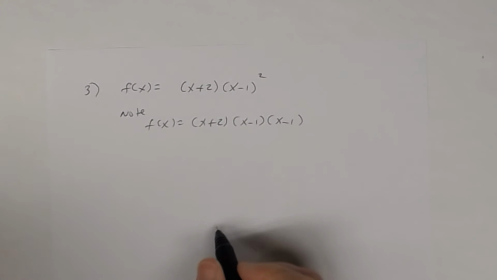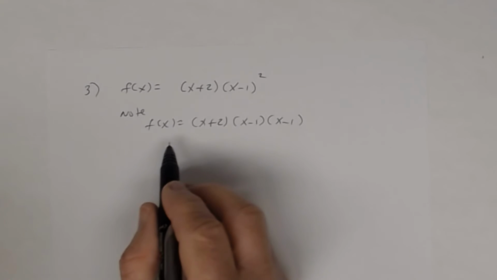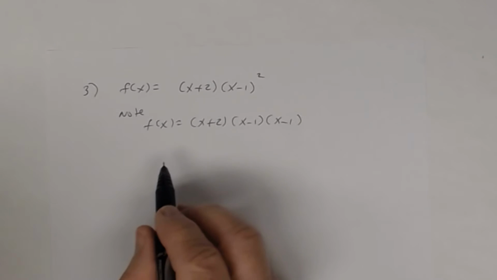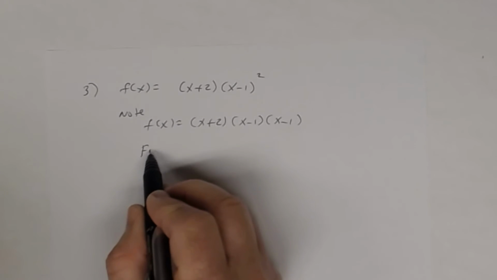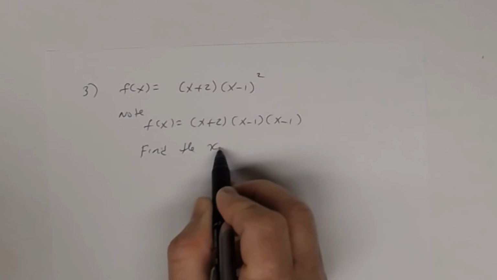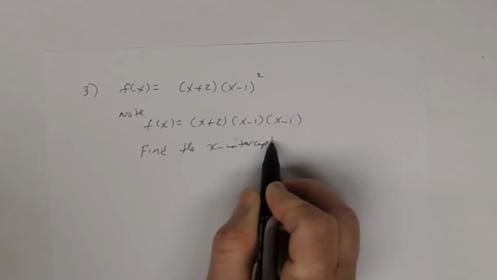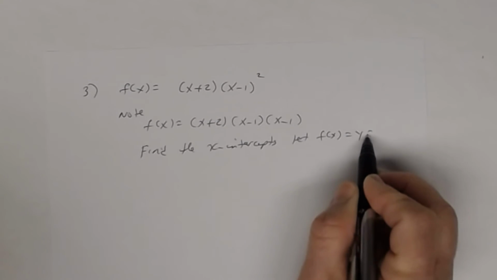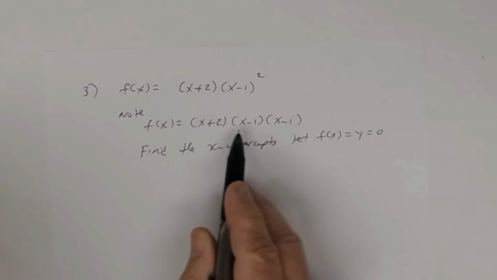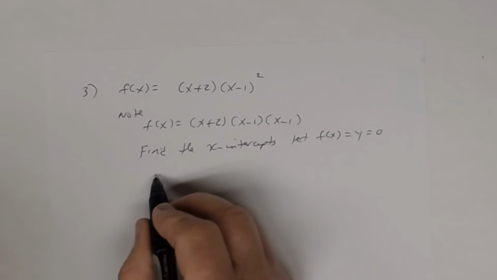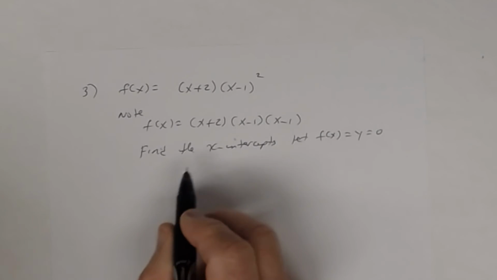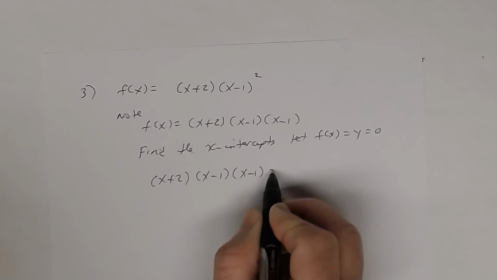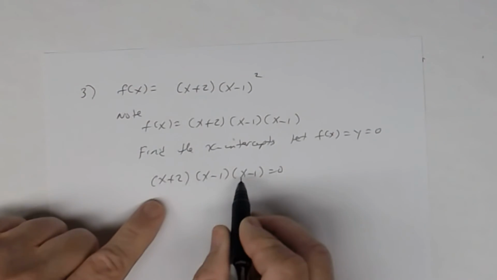Okay. So you want to find the x-intercepts. And so to find the x-intercept, you're going to set each of those factors equal to 0, either here or here. It does not matter. So let's go ahead and find the x-intercepts. You're going to let the function equal 0. You're going to let y equal 0. If I do the bottom one here, I get (x + 2)(x - 1)(x - 1) equals 0.